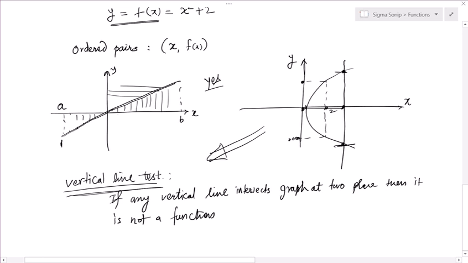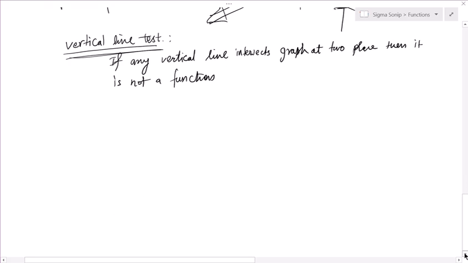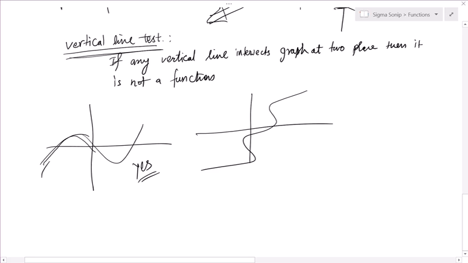And the vertical line test is a really important test. We can tell at a glance whether a relation is a function or not. So for example, if I got a relation like this, then yes, it is a function. If I got a relation like this, I can see that it is not a function. It's a quite effective and efficient method of determining whether a relation is a function or not.